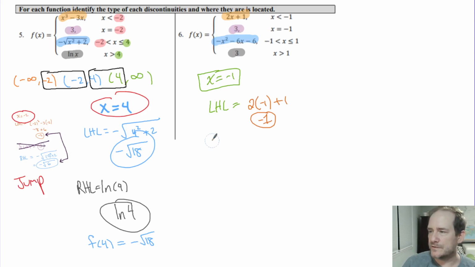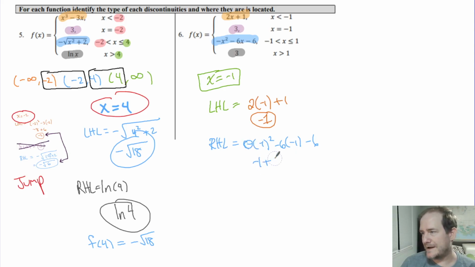That's going to come from the blue. So your right-hand limit is going to be negative 1 squared minus 6 times negative 1 minus 6. So negative 1 squared is positive 1, but then there's another negative to turn us back into negative 1. Then we're adding 6. Then we're taking away 6. Adding 6, taking away 6 cancels, you get negative 1, which has me starting to think, hey, maybe we're continuous, but no, we're not. Because in lavender, f of negative 1 is defined to be 3.